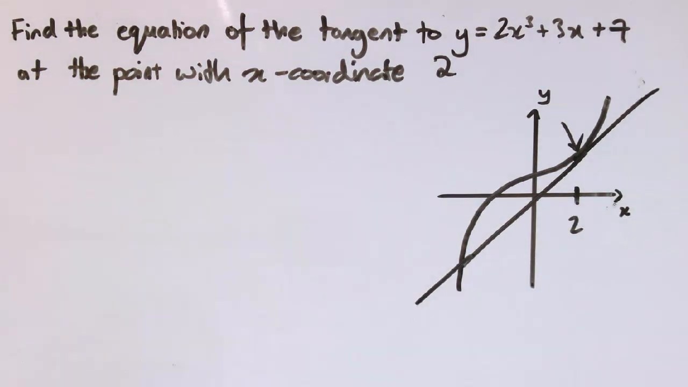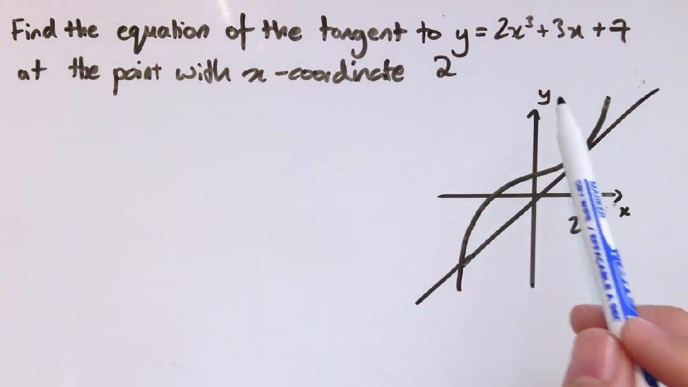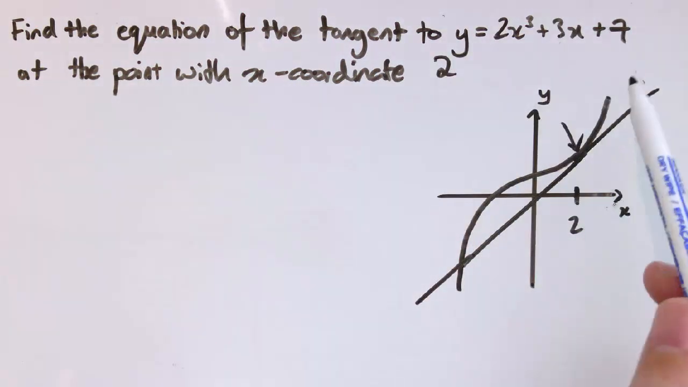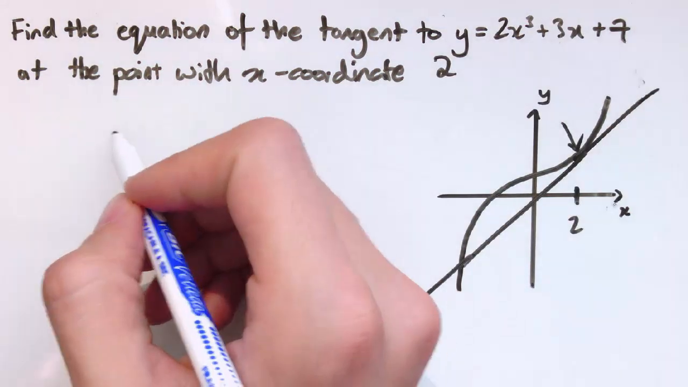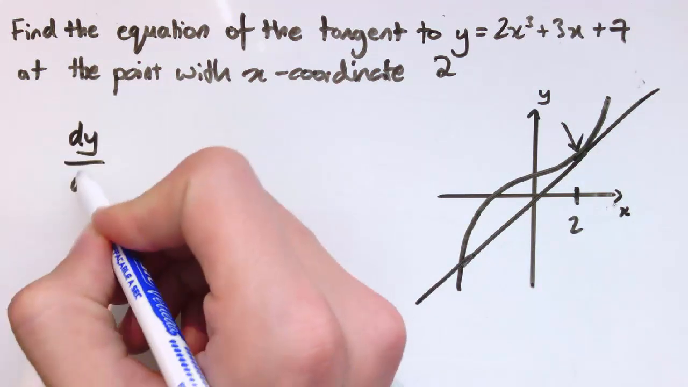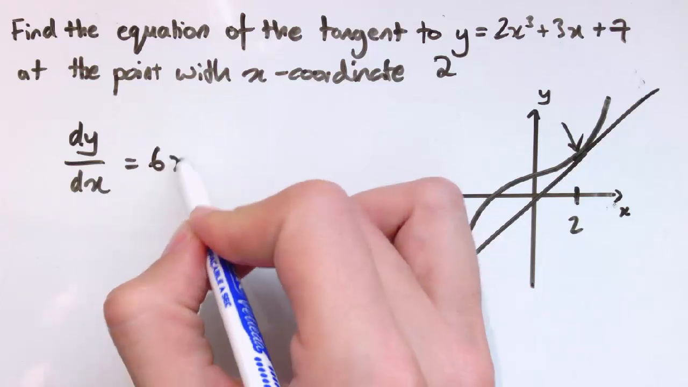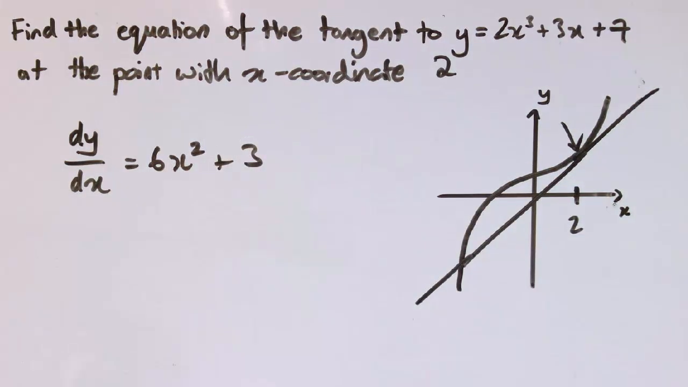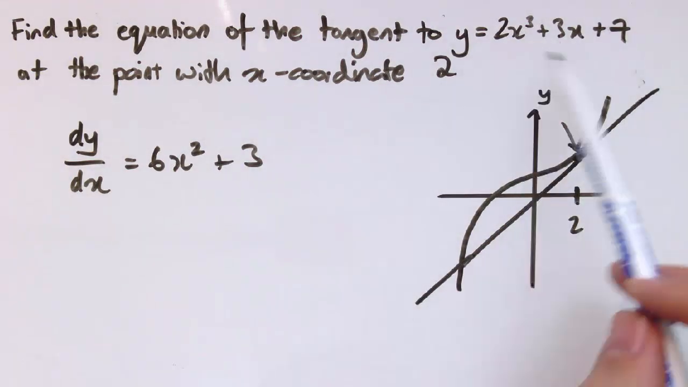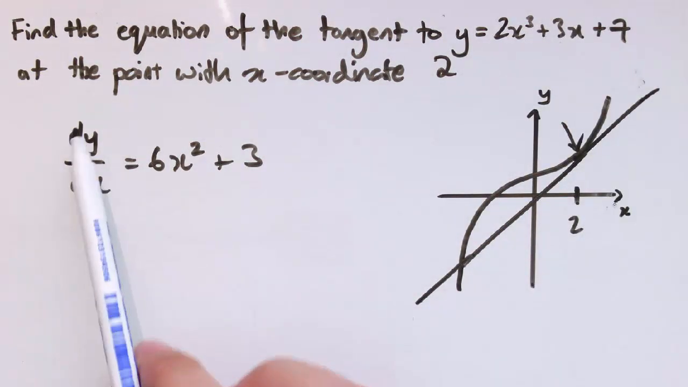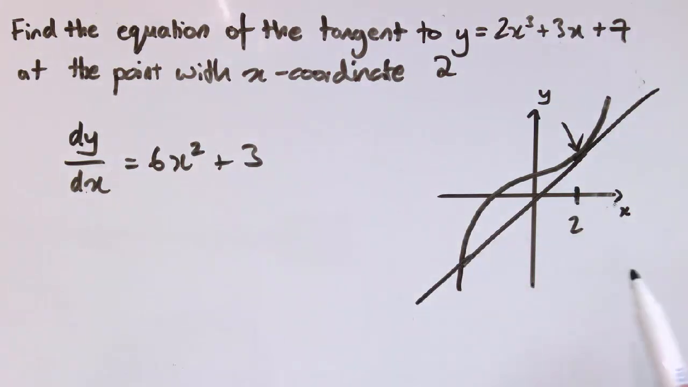And differentiation gives us a formula for the gradient of the curve at all the different values of x. So what I need to do here is to differentiate this function. So if this is y, then we get dy by dx, and dy by dx is 6x squared plus 3. Go back to the videos on working out dy by dx and differentiating if you don't know how to do that bit. So that's dy by dx, and this is a formula: for all the different values of x, it tells us what the gradient is.